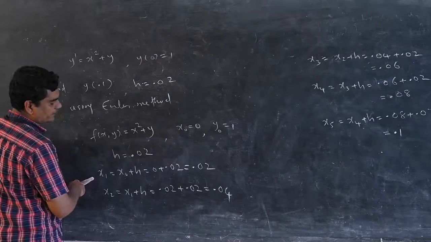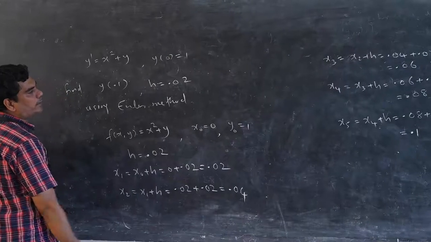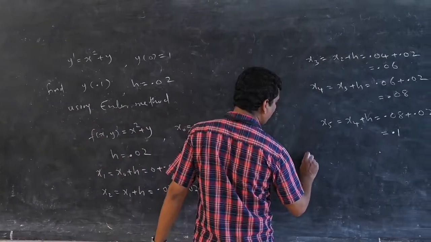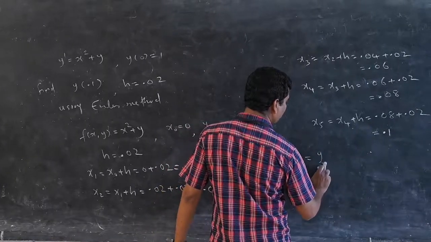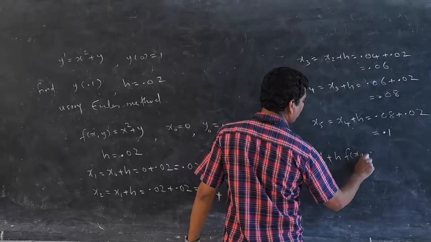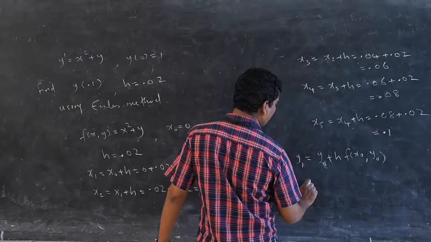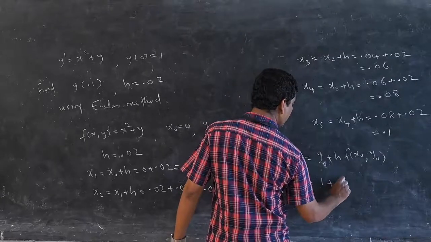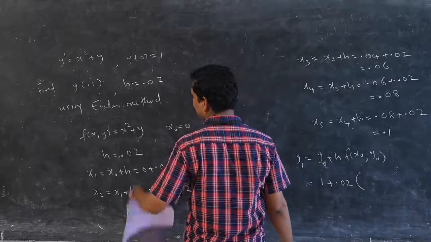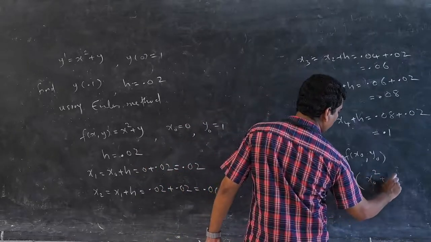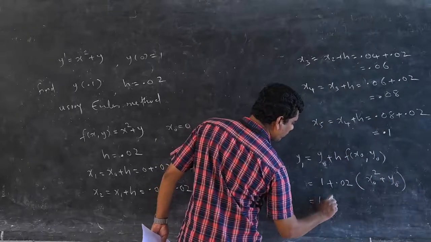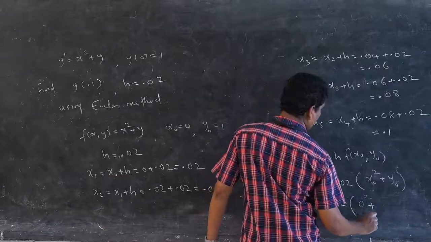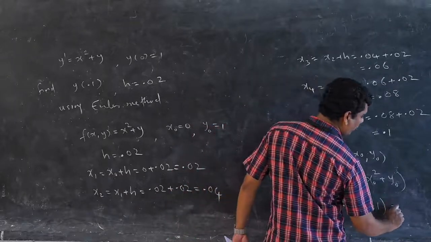Now y1 is y of x1, y2 is y of x2, y3 is y of x3, y4 is y of x4, y5 is y of x5. By the Euler method, y1 is equal to y0 plus h into f of x0, y0. Here y0 is equal to 1, and f of x,y is x square plus y. So y1 is 1 plus 0.02 into x0 square plus y0, where x0 is 0 and y0 is 1. So y1 is equal to 1.02.